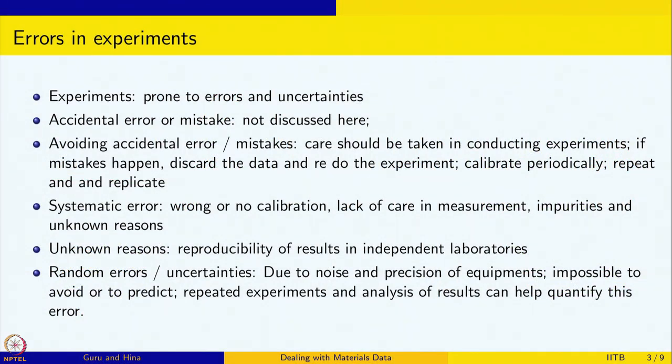And the third type of error, which is called random error or uncertainty, is due to noise and due to precision of equipments. So this error cannot be avoided, and it is also not possible to predict it. Repeated experiments and analysis will give some idea about these uncertainties. So, like we did, for example, you take the same sample and everything is same, you do 20 measurements, you do not get the same number every time. This is because of random noise, or there is some problem with the precision of the equipment. The equipment can only measure up to some precision, so you are getting numbers which are differing beyond that precision.